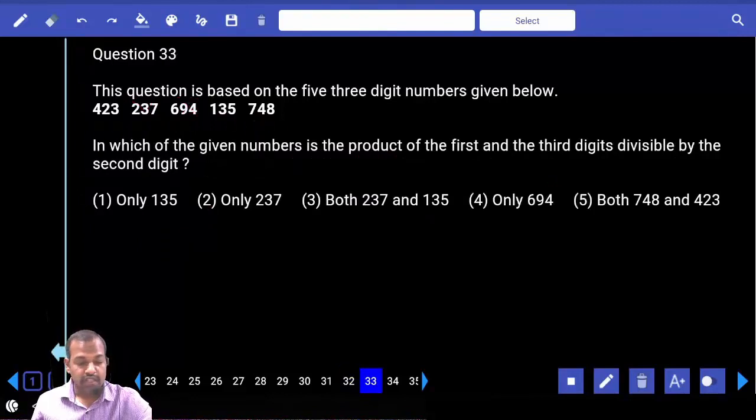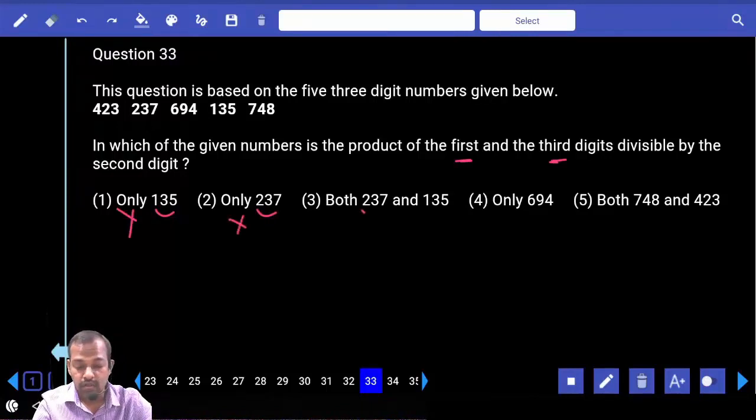Next one. In which of the given numbers is the product of the first and the third digit divisible by the second digit? In which of the following given numbers is the product of the first and third digit divisible by the second digit? Okay. When you go for first option, 1 times 5 is 5. Now tell me, 5 is divisible by 3? 7 times 2 is 14. Divisible by 3?